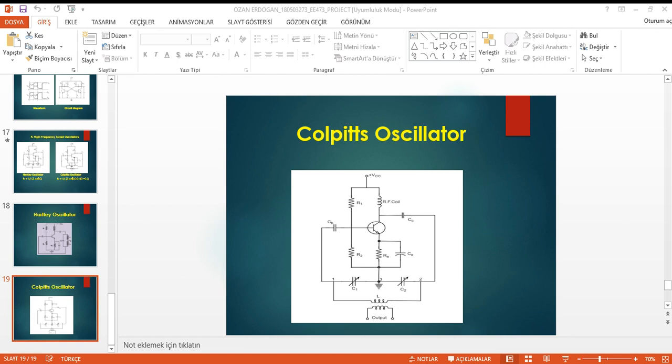180 degrees. As the CE configured transistor provides 180 degrees phase shift, it makes 360 degrees phase shift between the input and output voltage. Therefore, feedback is properly phased to produce continuous undamped oscillations.